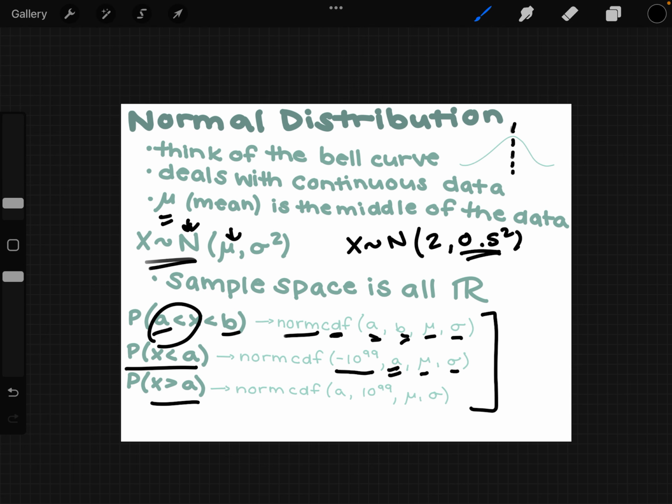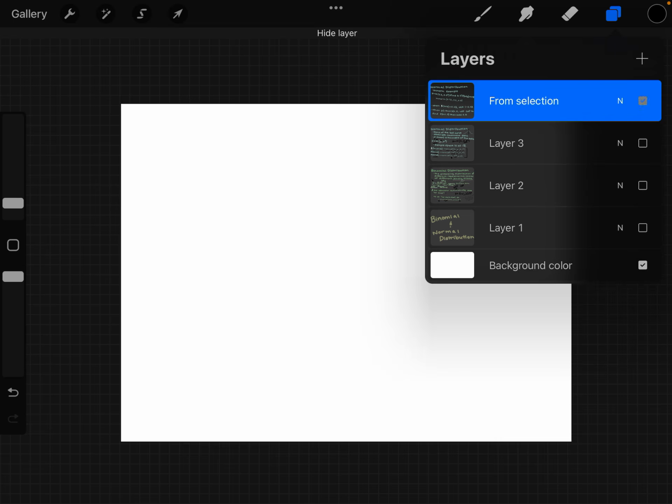Finally, we're just looking at this first half of the problem up there, right? Because we can flip it around. And we're again going to do that lower bound, but this time we're going to use 10 to the 99th power as our upper bound because it's just a really big positive number. Then again, mean and standard deviation.